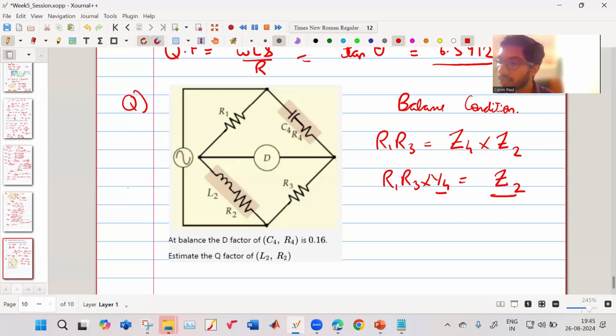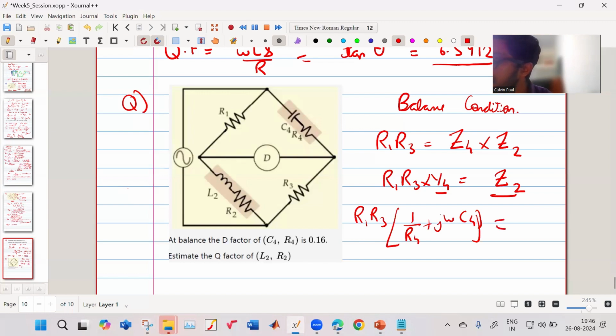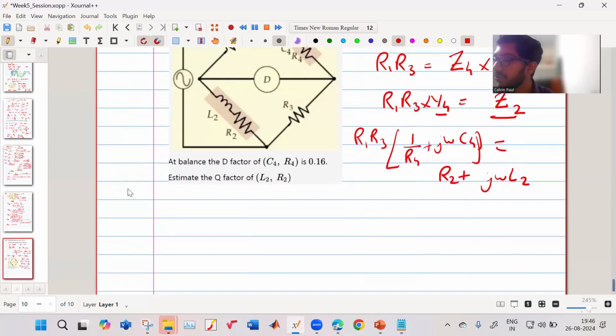So this is R1 into R3, 1 upon R4 plus j omega C4. This is equal to your Z2. What is that? It is your R2 plus j omega L2. Okay, so I'll write down this point.